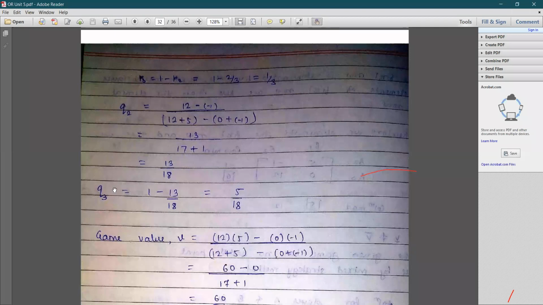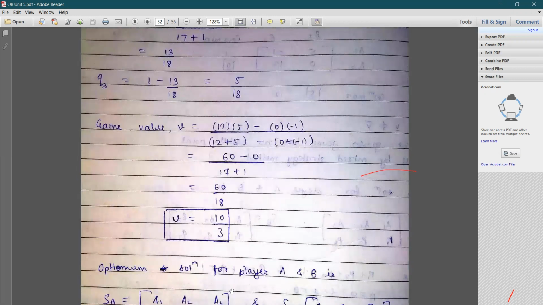Then the value of game is A11 into A22 minus A12 into A21 upon, नीचे का वही रहेगा, A11 plus A22 minus A12 plus A21, that is equal to 12 multiplied by 5, 60 minus 0 multiplied by minus 1, 0 upon 18, that is equal to 16 by 18, and 6 से divide किया तो 10 by 3. Value of game is 10 by 3.